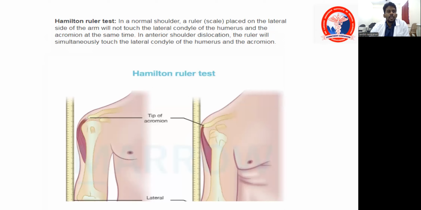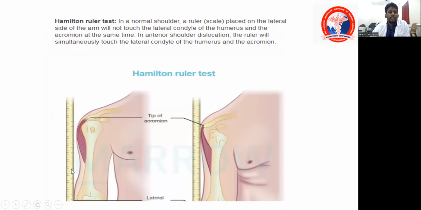This is the Hamilton ruler test. In a normal shoulder, the ruler placed on the lateral side of the arm will not touch the lateral condyle of the humerus and the acromion at the same time. In anterior dislocation, the ruler simultaneously touches the lateral condyle of the humerus and the acromion.